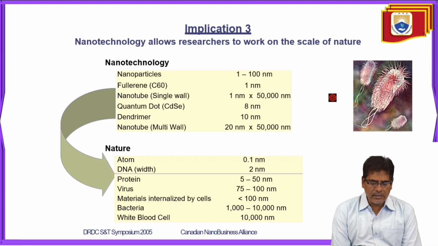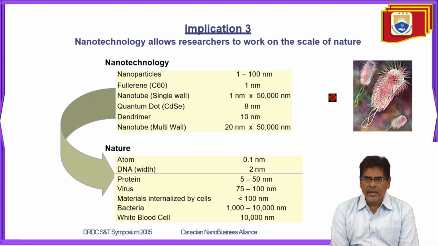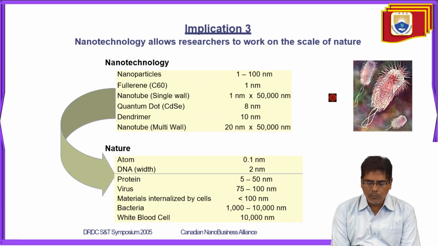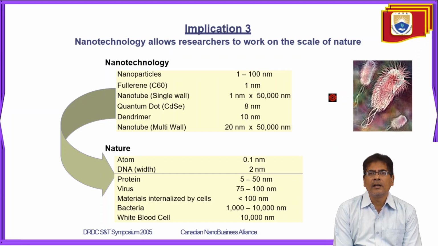So from this nanotechnology, in nature the atom is 0.1 nanometer, and the width of the DNA is approximately 2 nanometer, protein is 5 to 50 nanometer, virus is 75 to 100 nanometer, materials internalized by cells are less than 100 nanometer, bacteria is 1000 to 10,000 nanometer, white blood cells are 10,000 nanometers. These are the implication 3. Nanotechnology allows researchers to work on the scale of nature.